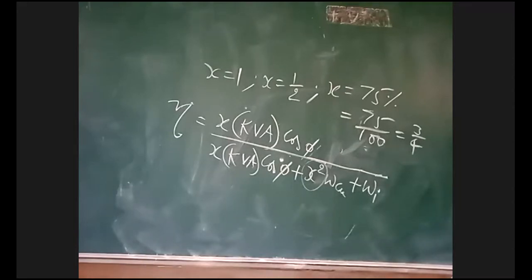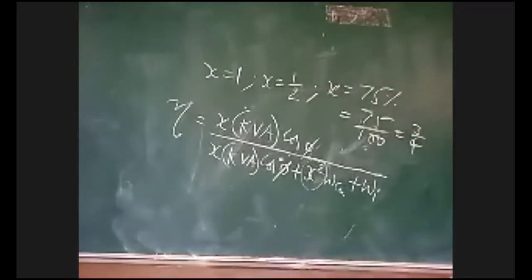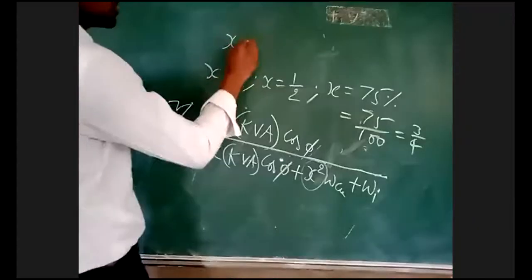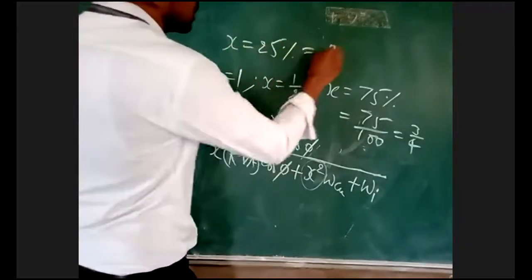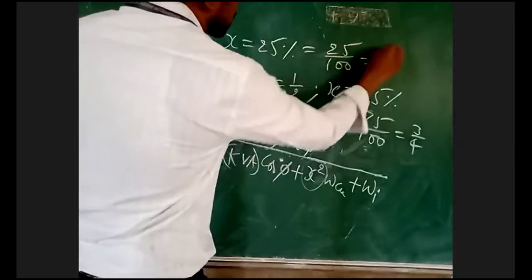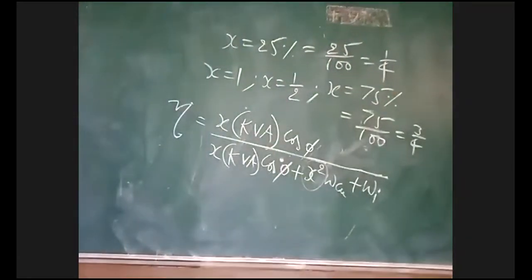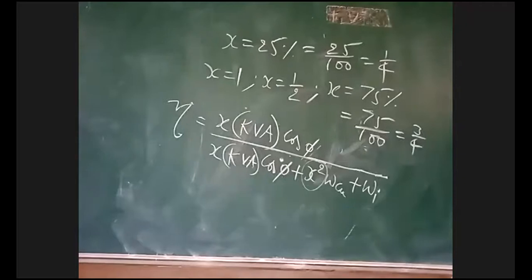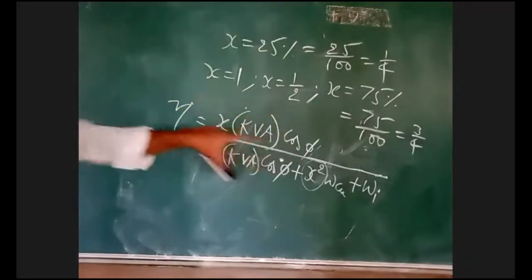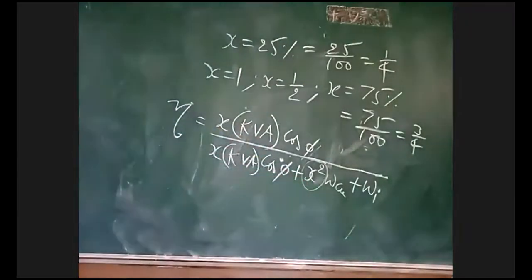If load is 25%, what is the value of X? 1 by 4. If X is 25%, your X is 1 by 4, that is 1/4 load. Now tell me, why am I taking X for this kVA cos phi? Why am I taking X square for WCU? For copper loss, why am I taking X square? For iron loss, why am I not taking any X?